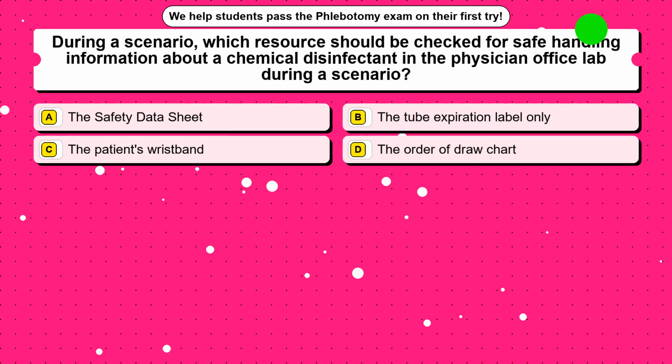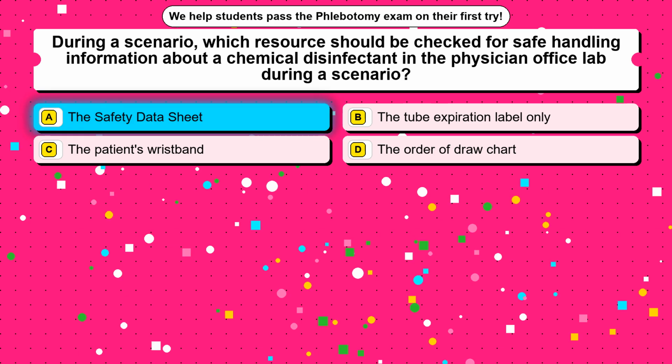Question 11. During a scenario, which resource should be checked for safe handling information about a chemical disinfectant in the physician office lab during a scenario? Option A. The safety data sheet. Option B. The tube expiration label only. Option C. The patient's wristband. Option D. The order of draw chart.